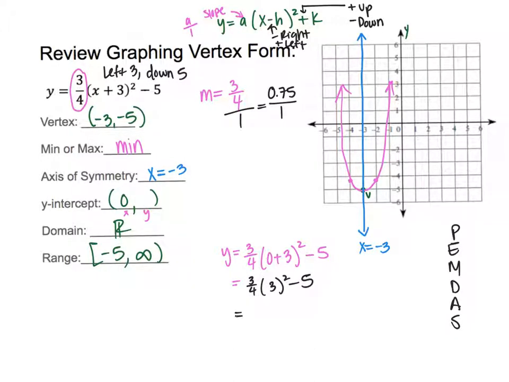Exponents are next, so I have to square that 3. So that becomes a 9. And then at this point, if you want to type this into your calculator, you can. You can change 3/4 to a decimal if you want. But I'm actually going to just physically work that out by hand.